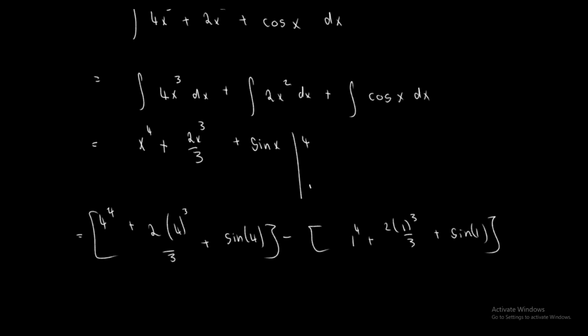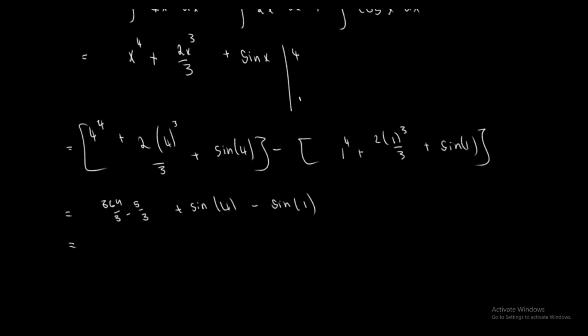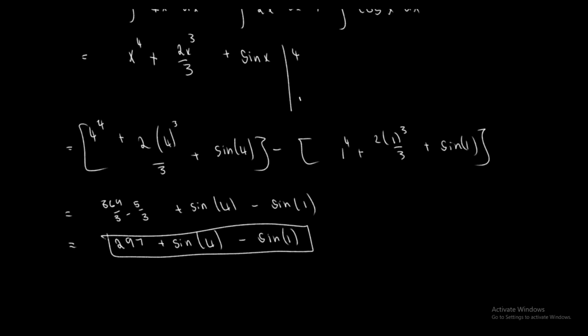If I do this, I get 897 over 3 minus 5 over 3 plus the sine of 4 minus the sine of 1. And then we can evaluate this as 297 plus the sine of 4 minus the sine of 1. And we can leave it in this answer, units squared.